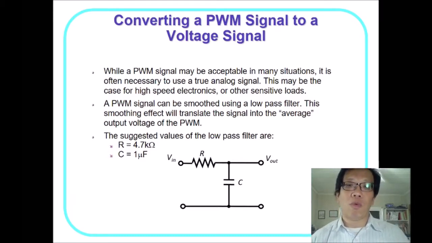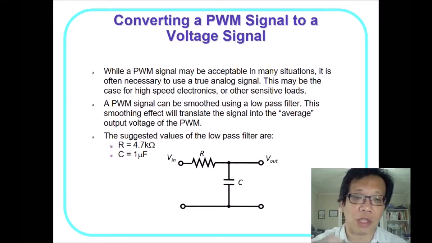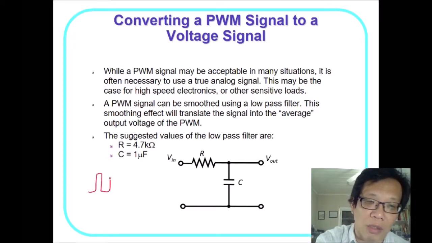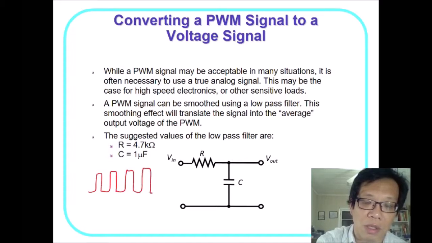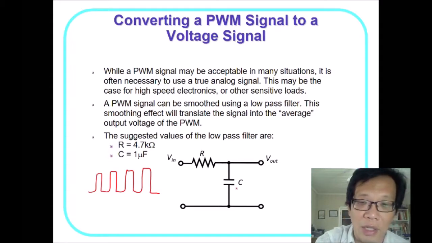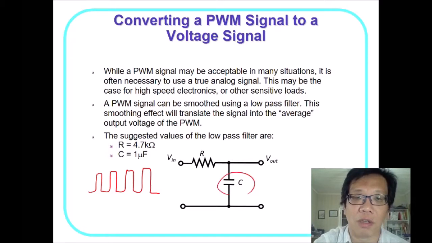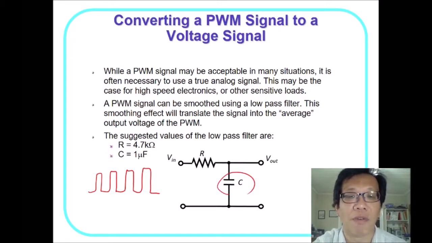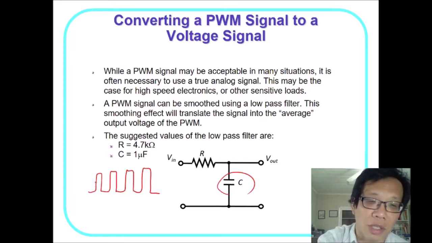So what is the idea? If we want to convert a PWM signal into a voltage signal, it is more like we are doing something like this. To convert from digital into analog, you add a capacitor over here. So you can say, well, I want to use R equal to 4.7 kilo ohm, and put another capacitor, which is 1 microfarad, over here. So the signal is going to be like this.